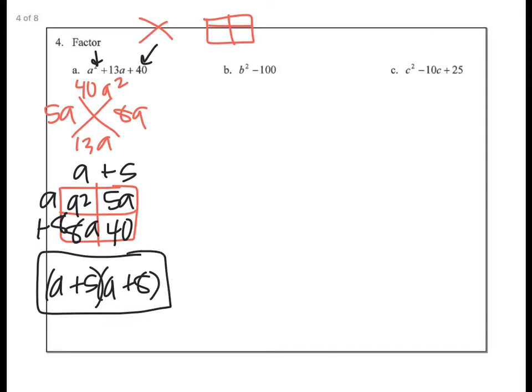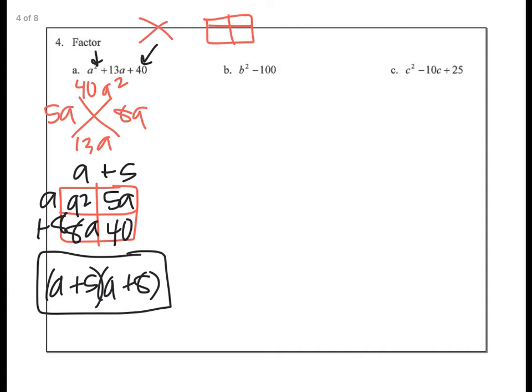Final answer. Alright, when I look at B, right away, I have a flag. There's two terms. It's a binomial. So remember, with a binomial, I'm checking for GCF, and I'm checking for dots. B squared minus 100, biggest thing I can take out is a 1. Doesn't change anything, so I'm done with the GCF. So next I'm checking for dots.